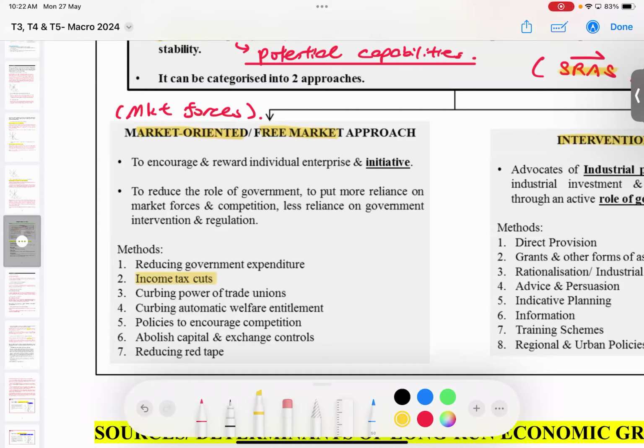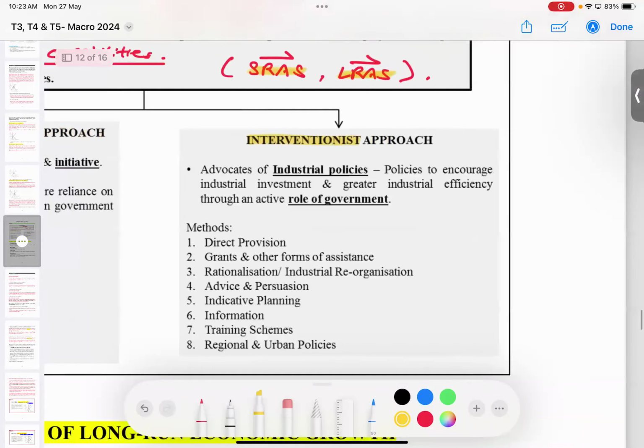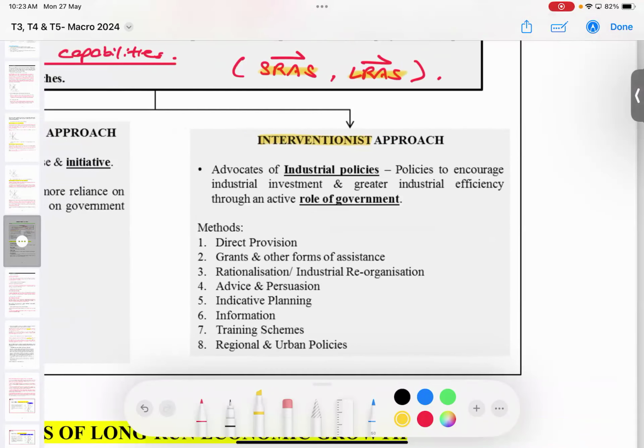All of this here on the left is more on market forces. That means it does not involve much government intervention, but we rely more on the market forces to influence the total supply in the economy. On the other hand, we have the interventionist approach. The interventionist approach includes government intervention in that market or industry to influence the productivity, the efficiency, and the output level. So there is an active role of the government.